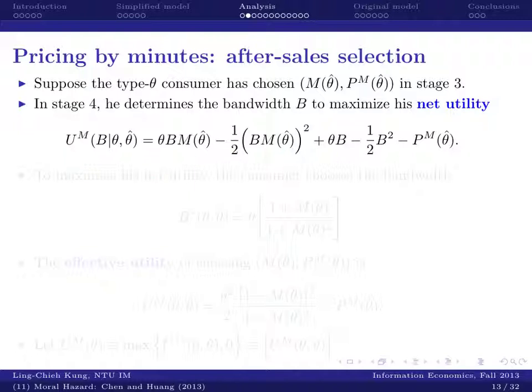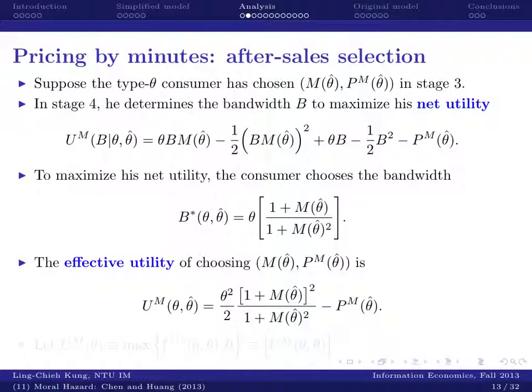Okay, as a consumer, I choose B to maximize this. How should I do that? First order condition, because this is nothing but a quadratic function. So I do a first order condition for these terms. This is a constant, and so on. If you do all those things, you're going to get this.